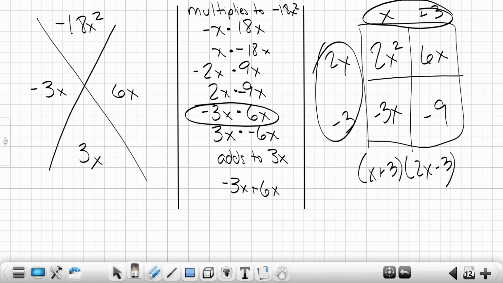Holly? Does it matter which way you write? No, it does not. Because 5 times 3 is 3 times 5. Commutative property of multiplication. Whichever order you put the parentheses in does not matter.